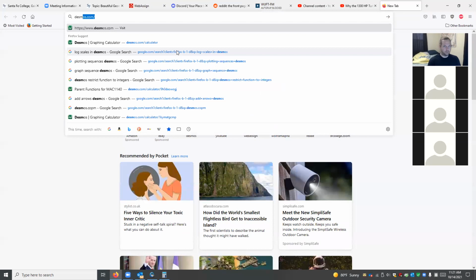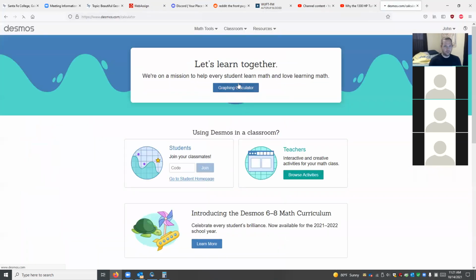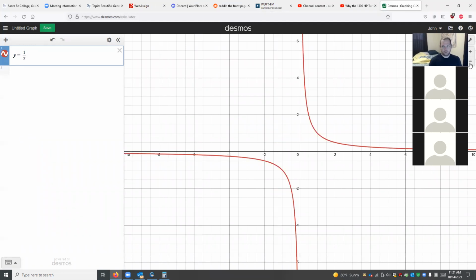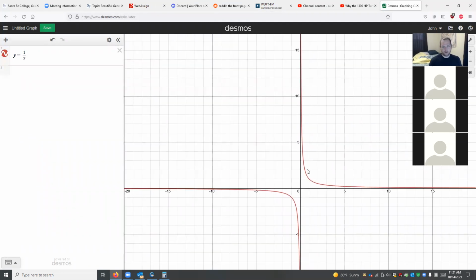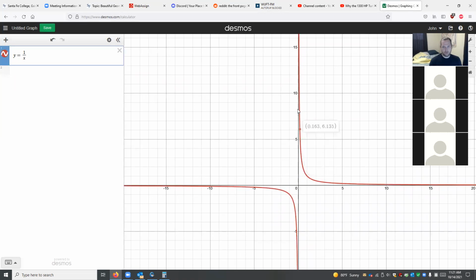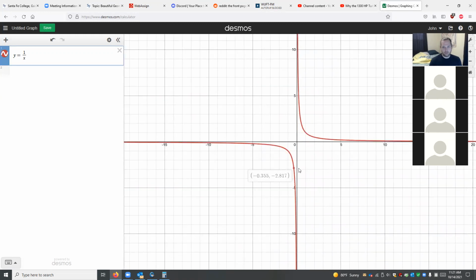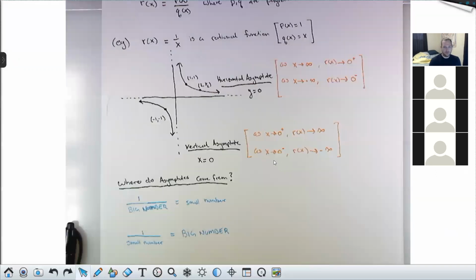I'll show you here in Desmos. All right, here's 1 over x. And if you zoom out, you see that as my x values get closer and closer and closer to 0, these y values are just exploding. And similarly over here, as x gets closer and closer to 0, the y values are exploding, but now they're going downward because these outputs are negative. So this is the idea. 1 over a big number is a small number, and 1 over a small number is a big number. That's where the asymptotes here come from.